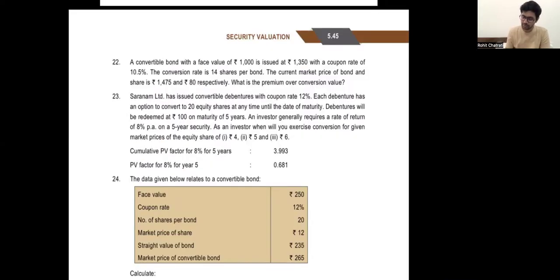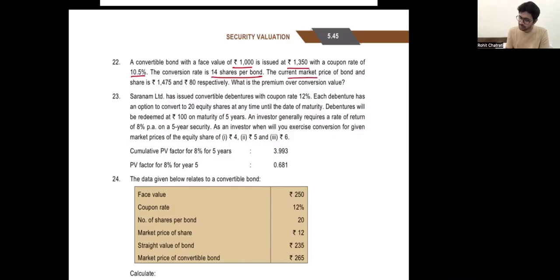Let's now do question number 22. A convertible bond has a face value of rupees 1000 and is issued at 1350 with a coupon rate of 10.5%. The conversion rate is 14 shares per bond. This is basically the conversion ratio. One bond receives 14 shares.